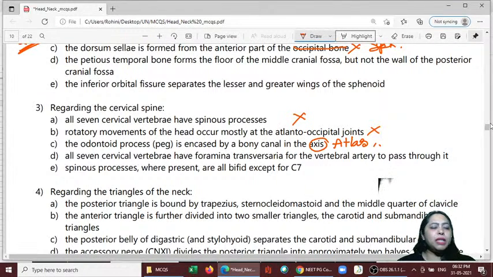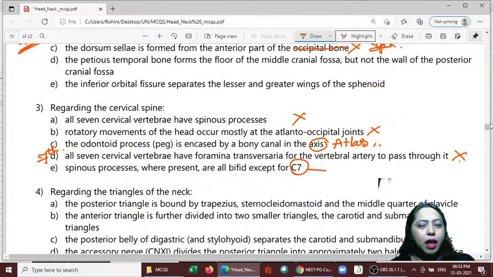Next, all 7 cervical vertebrae have foramen transversarium for the vertebral artery to pass through. Is this true? This is also not true because the 7th one does not have it. Next, the spinous processes are all bifid except for C7. So C7 does not have a bifid spine.